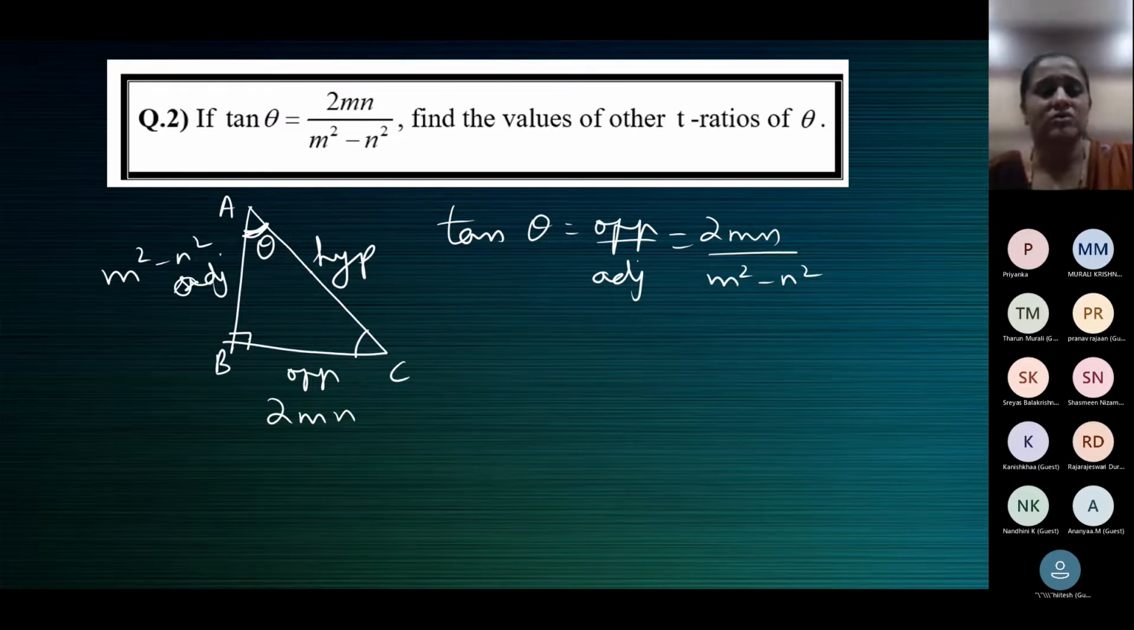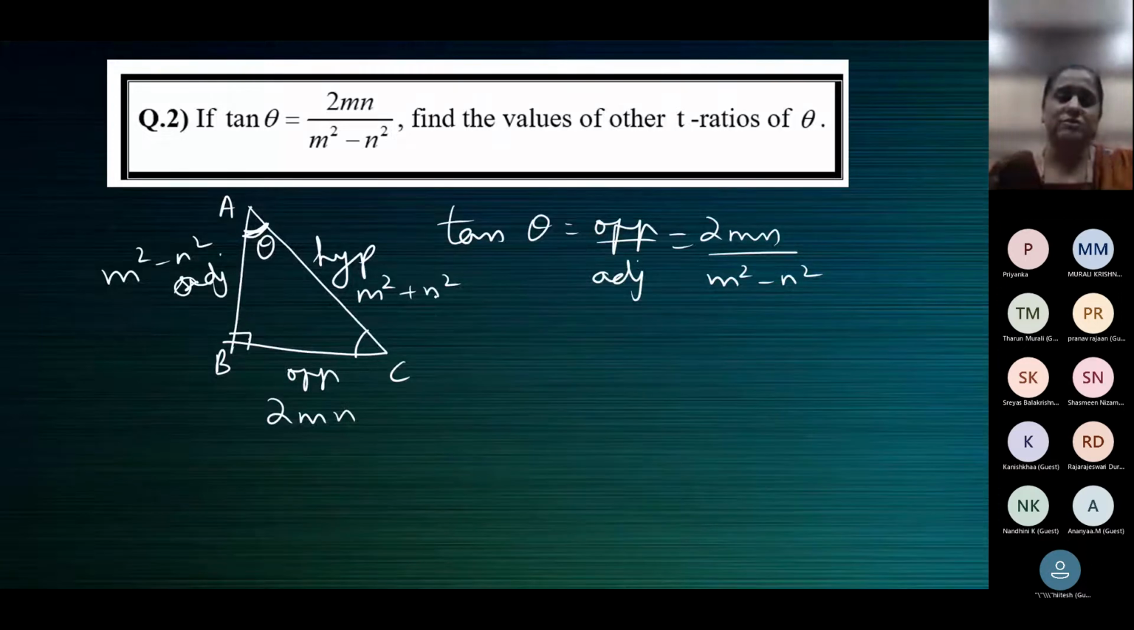That's all. So now I'll just write something. I'm just writing m square plus n square. I don't know if this is the value, I'm just writing m square plus n square. So we find the hypotenuse using Pythagoras theorem, and we get m square plus n square.